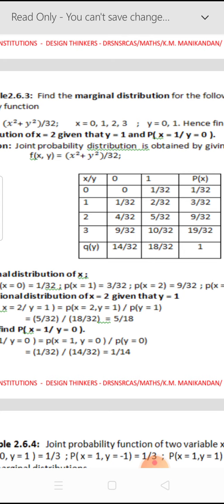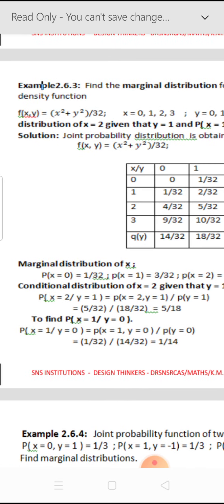Similarly, by substituting possible values of x and y in f of x comma y, we can obtain the joint probability distribution. And the marginal probability density function of x is obtained by adding the elements of the row, and the marginal probability distribution of y is obtained by adding the elements of the column. And p of x gives the marginal probability density function of x and q of y gives the marginal probability density function of y.